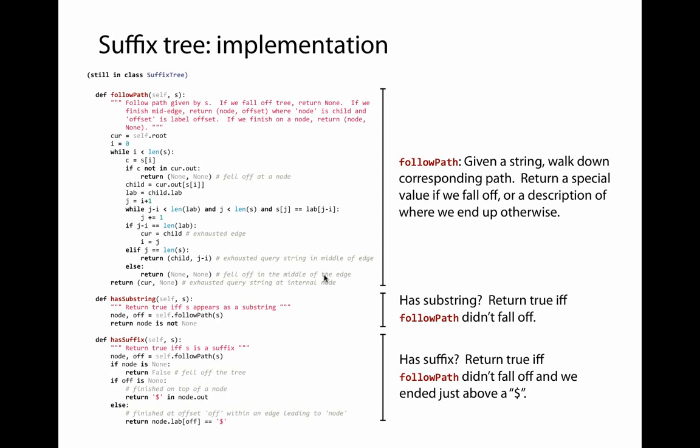So as we descend through the suffix tree, sometimes we're jumping from node to node, but sometimes we're just moving along the string that's labeling an edge in the tree. And then these two are very similar. Has substring and has suffix both call follow path and look at the return value to see whether we fell off. In this case, to check, if we did not fall off, whether the node that we're currently in, or the next character on the edge label that we ended on, is a $ sign.